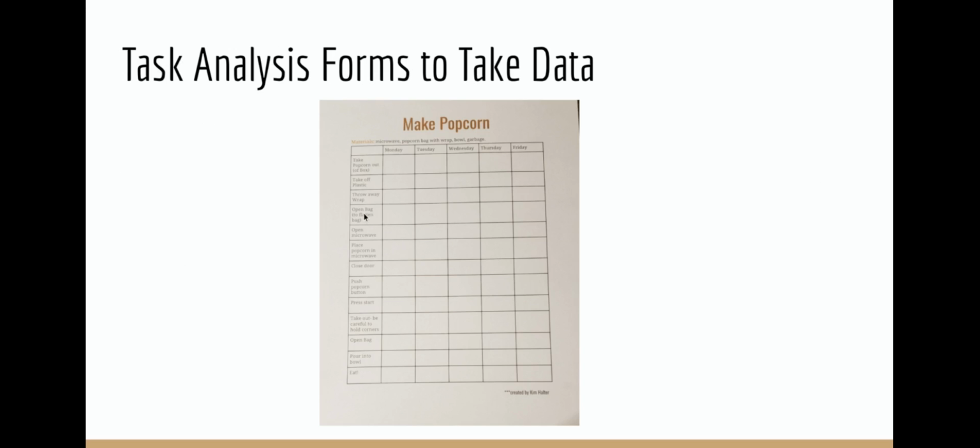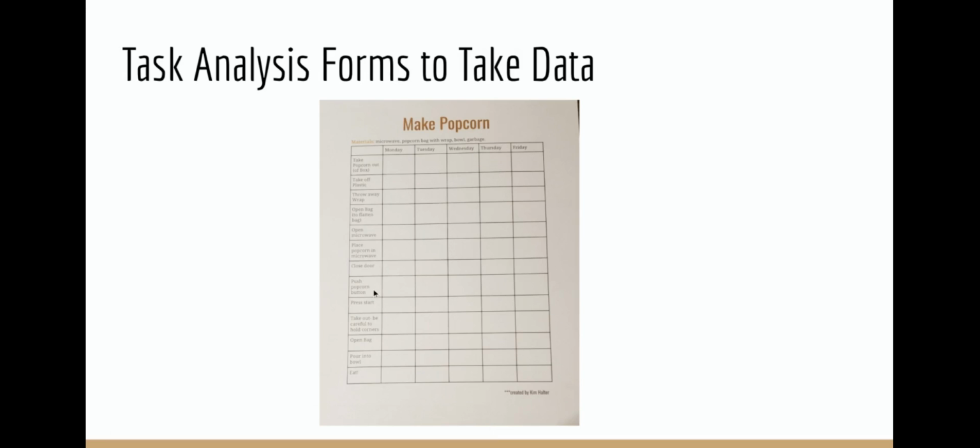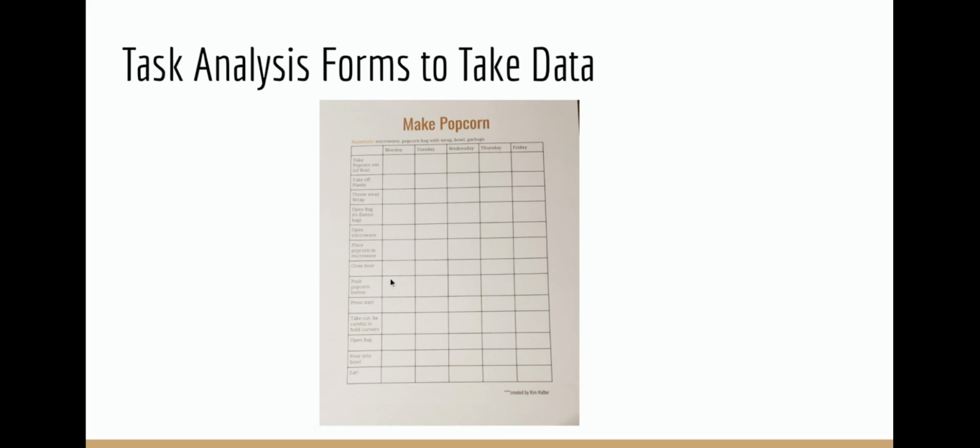So what I did is I just put in a task analysis form to take data, and it's always good to take data. So this task analysis is for making popcorn, and we have that video up there on our website. And basically, I wrote all the steps out for making the popcorn, and then you could kind of look through it after a week or two and see which steps you could fade yourself out and which steps you need to target and kind of why.